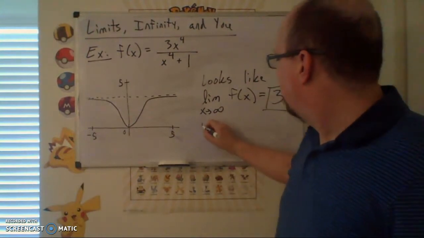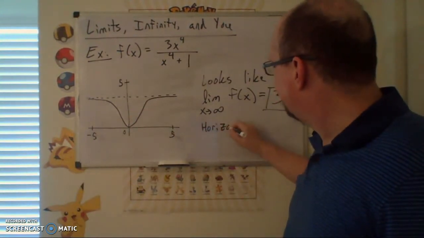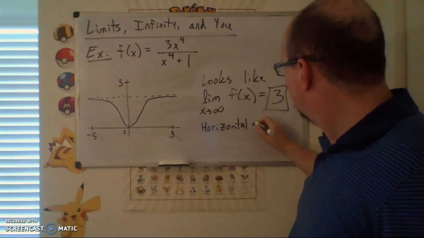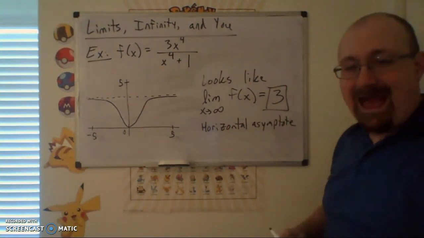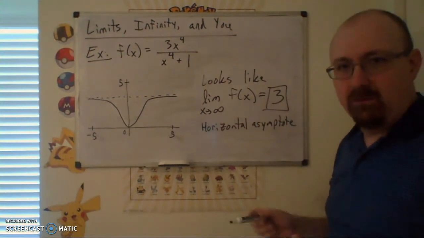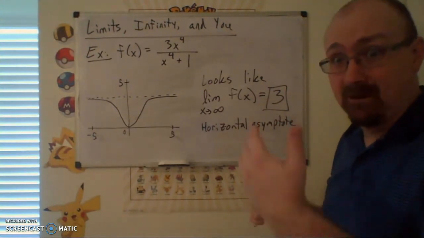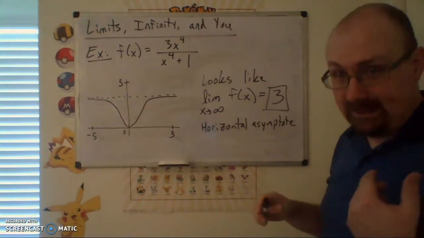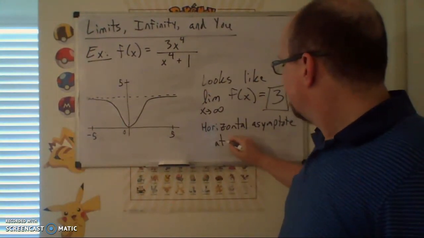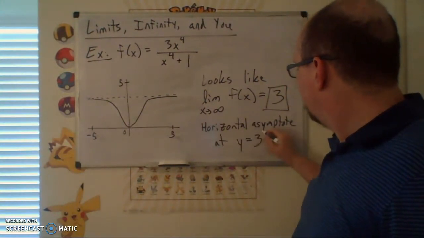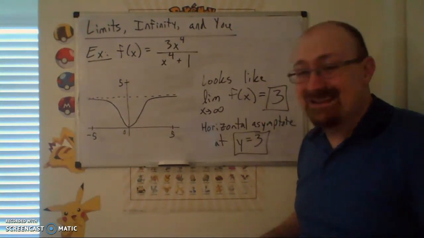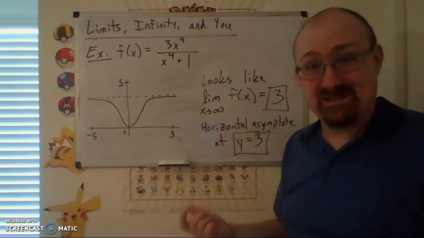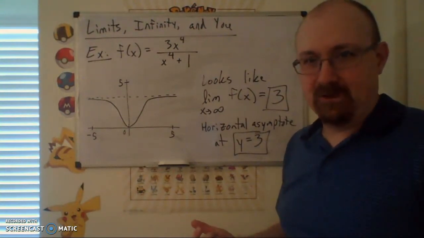Anyway, as the notes file says, if we have a limit like this, a limit as we let x get really, really big, or as x gets really, really negative, then that dotted line I drew in, the horizontal line y equals 3, is what we would call the horizontal asymptote for this particular function.